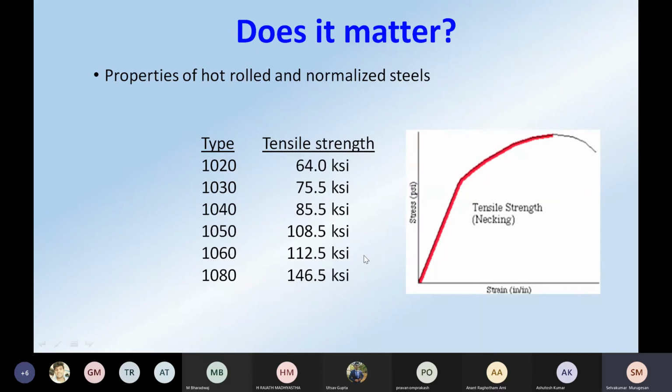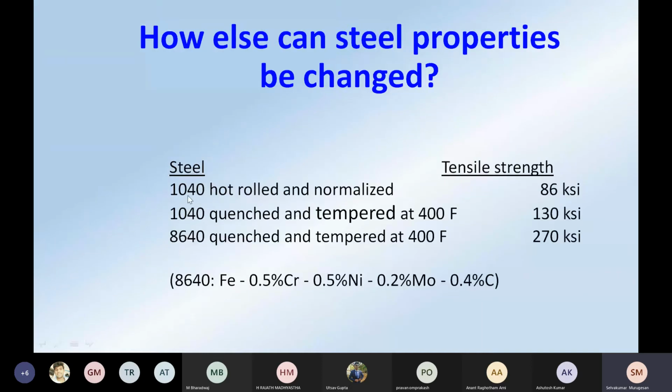In the next slides, you will see that the same kind of steel, like 1040, was fabricated using different processing temperatures or processing techniques. It was hot rolled and then cooled by the normalized cooling method. Then you can see the tensile strength, which is 86 kgs. And the same 1040 steel, which was tempered at different temperatures, and then you could see the different properties. So you know why is it so?